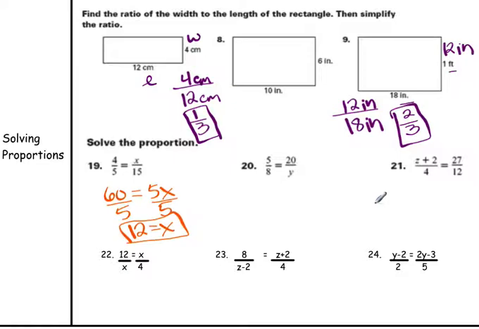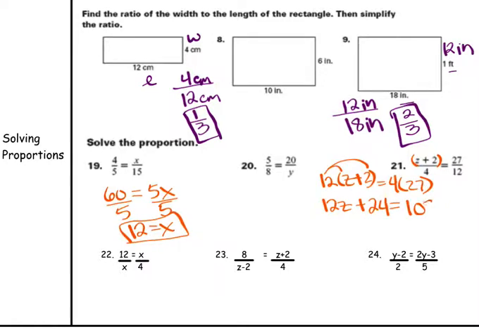Just want to skip around. Let's look at 21. When I'm cross multiplying on number 21, 12 has to multiply by this entire numerator. So you need to put that in parentheses there, so it would be 12 times z plus 2 equals 4 times 27. Distributing your 12 here, that'll be 12z plus 24, and then 4 times 27 would be, let's see, 108.